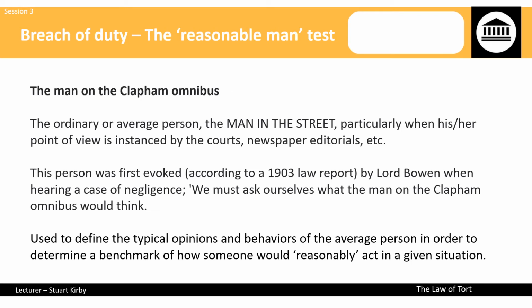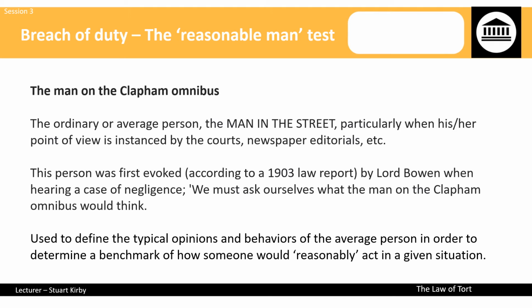So the concept of the reasonable man test originates from a law report in the early 1900s by Lord Bowen. As you can see, it was about trying to define the ordinary average person, and Lord Bowen casually said we must ask ourselves what the man on the Clapham omnibus would think.